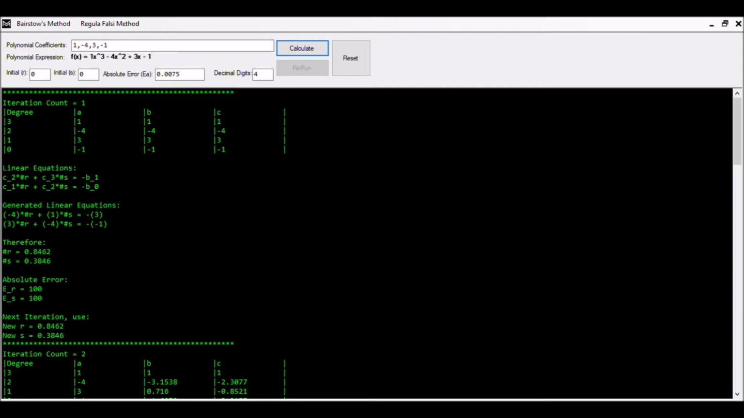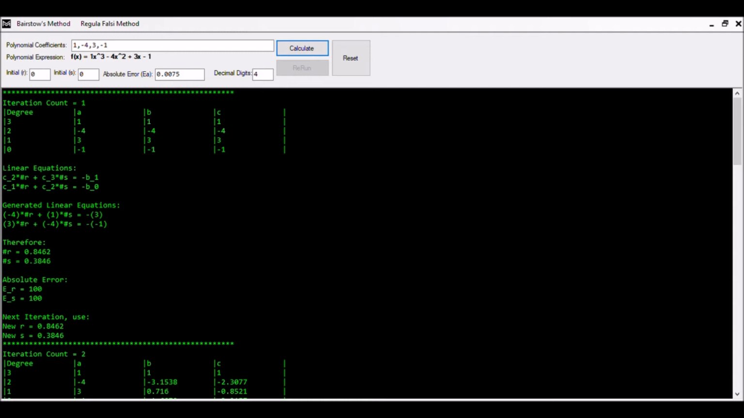As we can see here, in the first iteration we got all the values for A0 to A3, B0 to B3, and C0 to C3 using synthetic division. We now have the linear equation: C2 times the initial value of R plus C3 times the initial value of S is equal to minus B1. And C1 times the initial value of R plus C2 times the initial value of S is equal to minus B0.